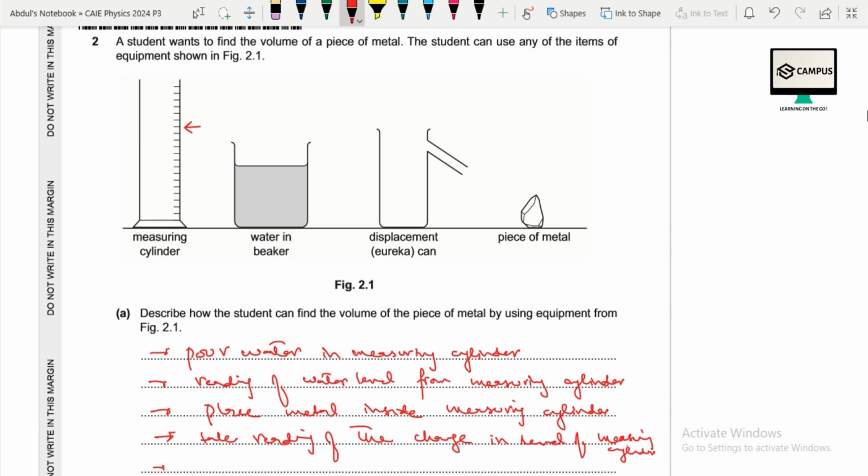And finally, the delta X, or the change in level, corresponds to the volume of the metal. That's it. Moving on.